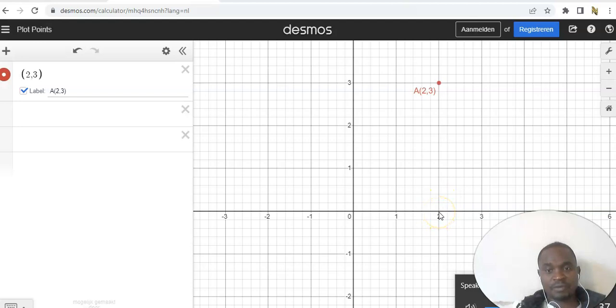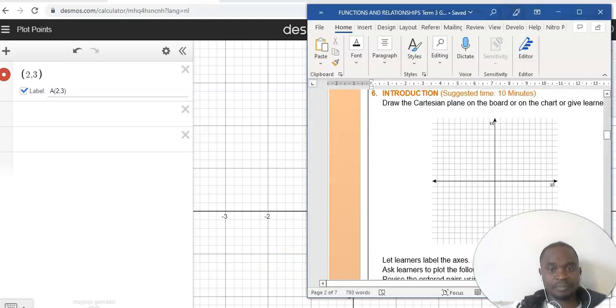So I'm going to count. First, I move 2: 1, 2. Then I'm going to move 3 up: 1, 2, 3. I've moved 3 up. So this is my point, this is where this point is going to be. Okay, we are going to plot another one.